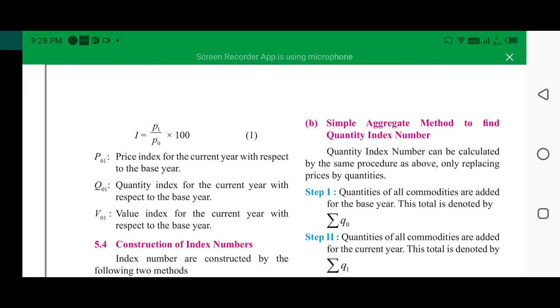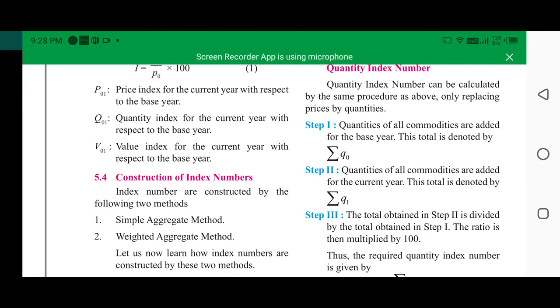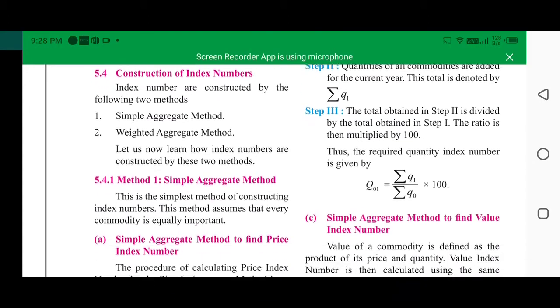P naught 1 is the price index number with respect to the base year, and Q naught 1 is the quantity index number for the current year with respect to the base year, and V naught 1 is the value index number for the current year with respect to the base year. Okay, now we have the different formulas.